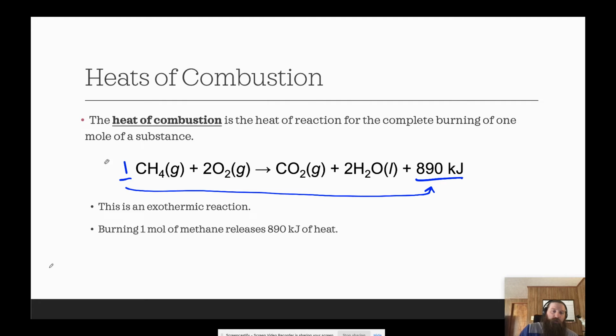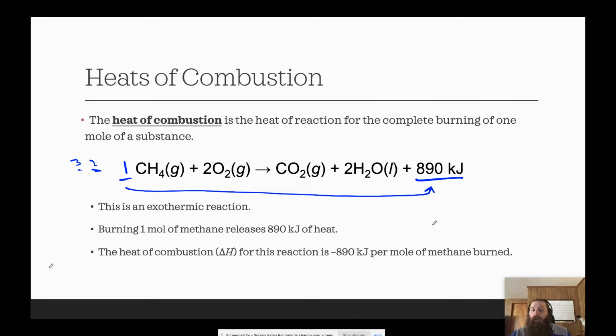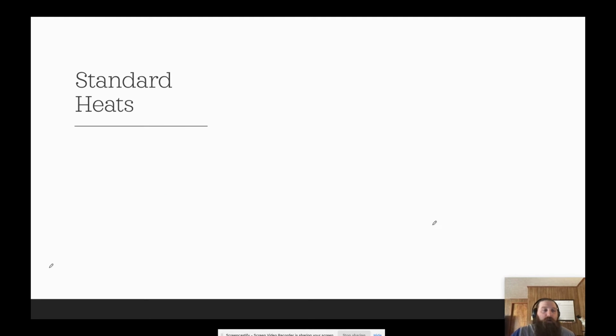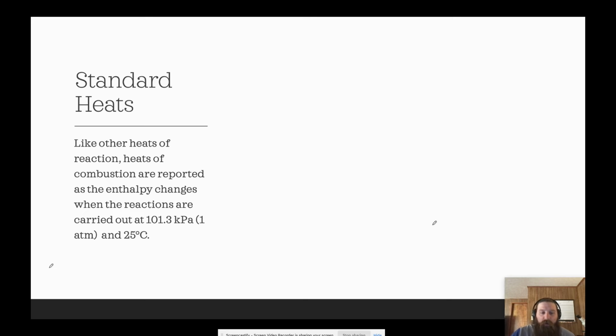But if this was something else, say a 2 or a 3, we would have to convert. We would divide in that case. So remember, when we have this energy value on the right side, it's exothermic. When we're talking about exothermic in terms of delta H, remember we have to make that a negative value. Now, we also have things called standard heats, and standard heats are the heats that are determined at 1 atmosphere and 25 Celsius. Anytime you see standard something, we're talking about STP, 1 atmosphere and 25 degrees Celsius.